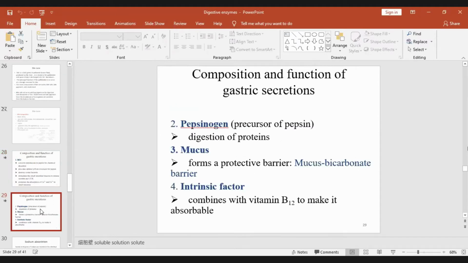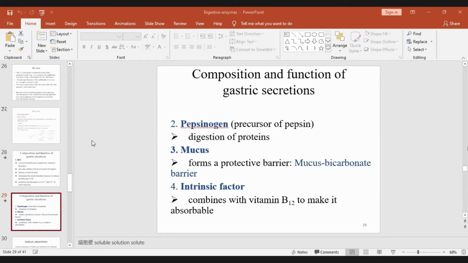Other components of gastric secretions. Pepsinogen is also a digestive enzyme, right? A proenzyme, which after being activated by HCl is converted to pepsin and plays a role in the digestion of proteins. Another, there is mucus. Okay, it forms a protective barrier.